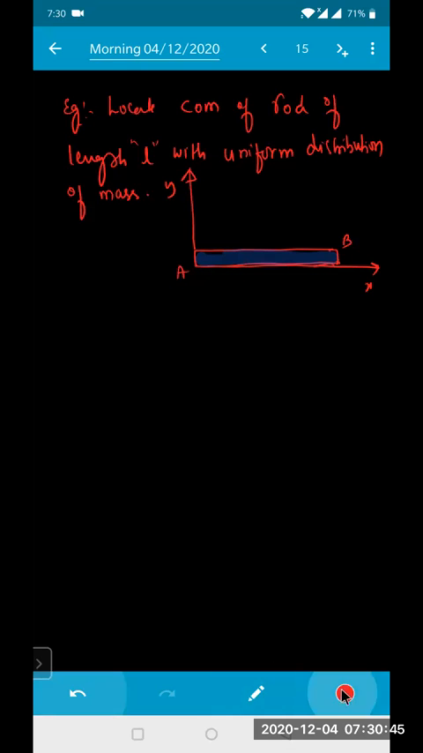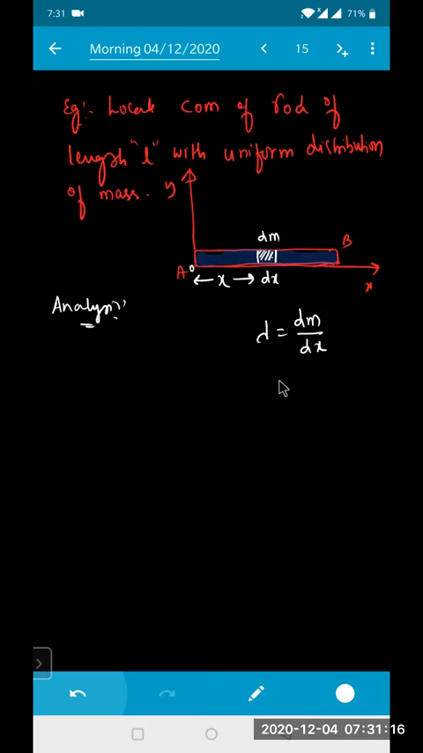Now how do you do such types of problems? Since it is a continuous body, whenever you do this, you take one small element of this rod. Call its mass dm, its width dx, and its distance from the origin x. Is it clear? Yes, sir. So what is dm? Lambda is equal to dm by dx, linear mass density, so dm will be lambda into dx. Total length goes from 0 to L, capital L, whatever it may be.